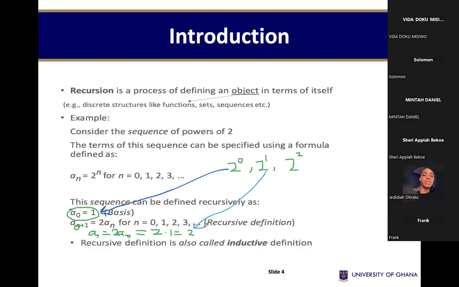If I want to get 2 to the power 2, all I'm going to do is increment this n from 0 to 1, and that gives me A of 1 plus 1, which is the same as A of 2. That is equal to 2 times A of n, so in that case 2 times A of 1, because n is 1. Now A of 1, I know from here, is 2. So that gives me 2 times 2, which gives me 4.